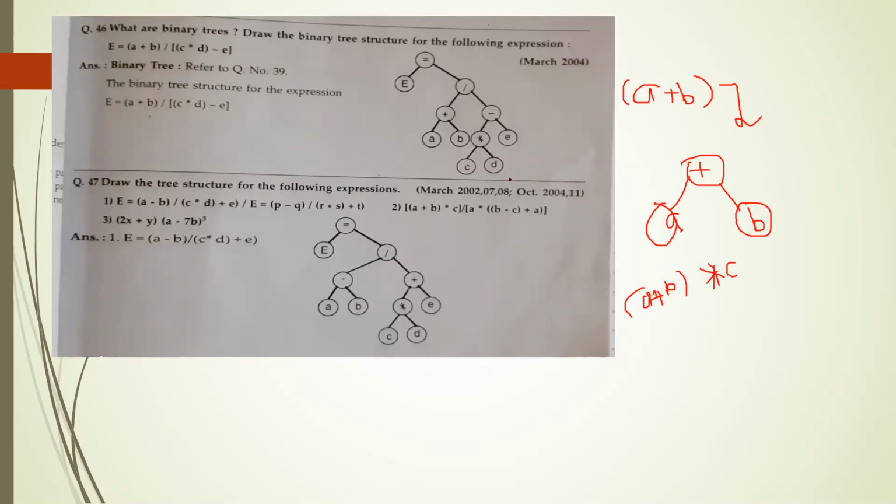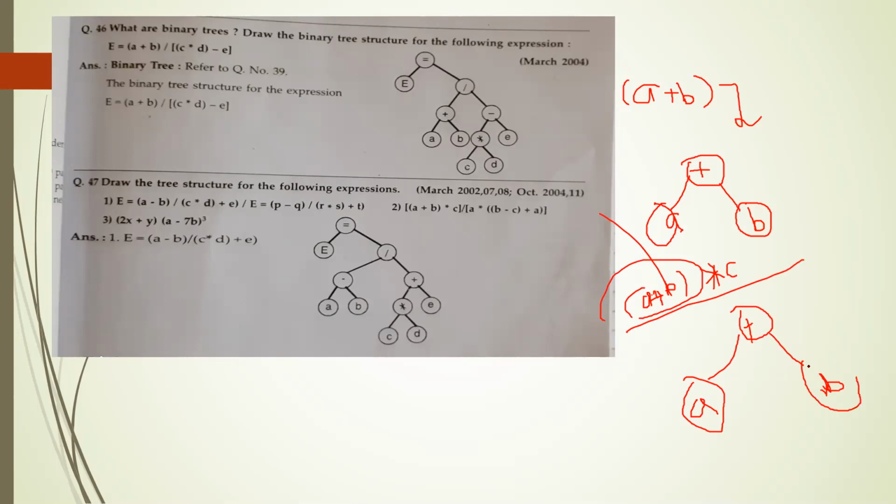Then first we have to calculate addition of A plus B. Node A, operation between them is addition, and node B. And multiply with node C.